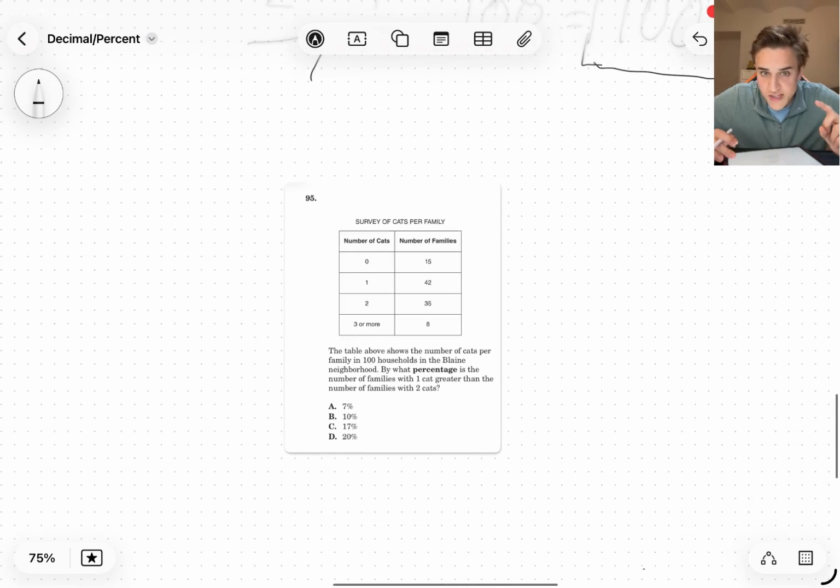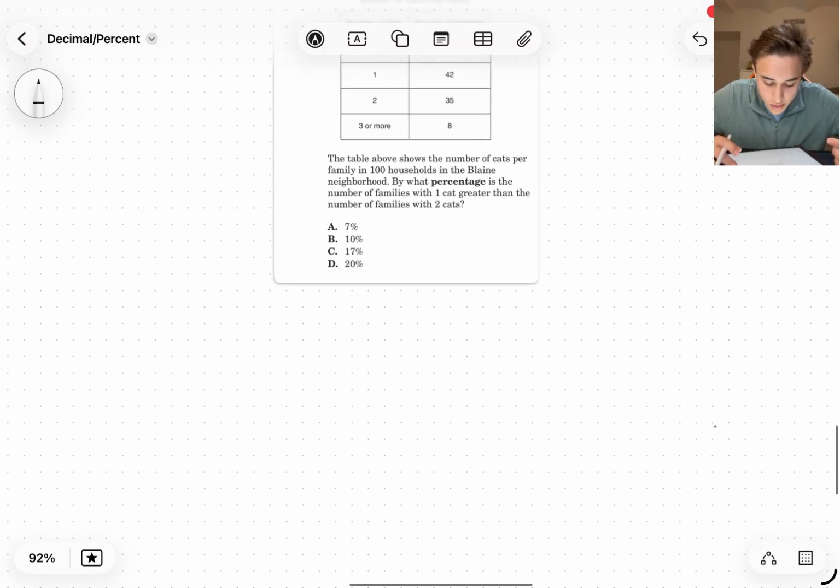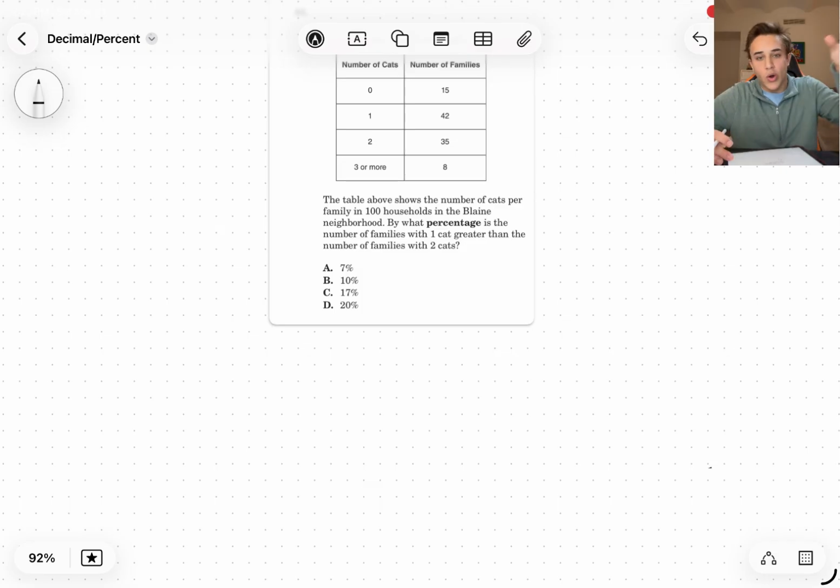We're going to do one example problem just to further reinforce this. The table above shows the number of cats per family in 100 households in the Blaine neighborhood. By what percentage is the number of families with 1 cat greater than the number of families with 2 cats? Basically we want to compare the number of families that have 1 cat to the number of families that have 2. So the original value would be the amount of families with 2 cats, and the new value would be the families with 1 cat.